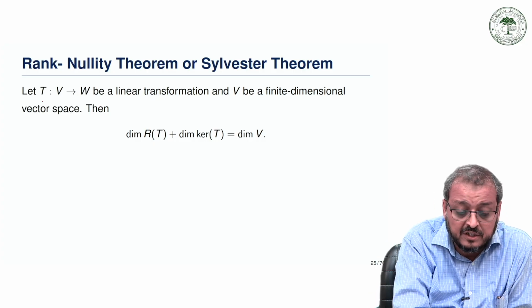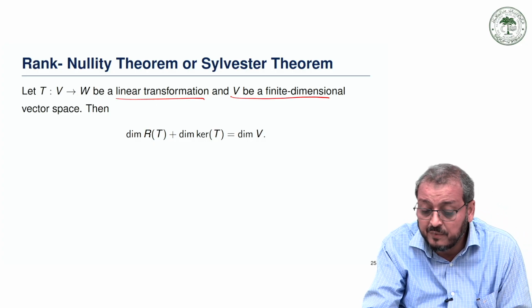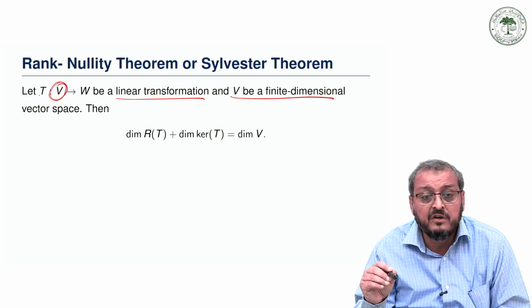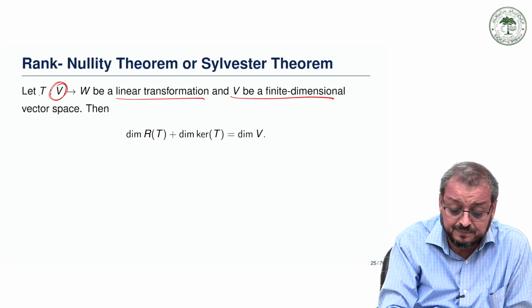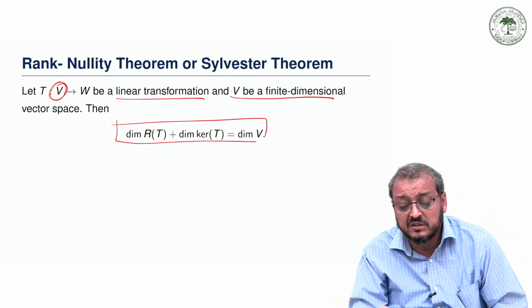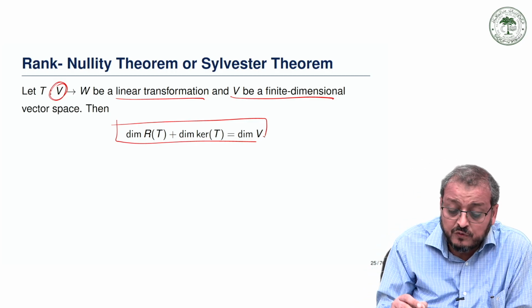Let T from V to W be a linear transformation and V be finite dimensional. So, we just specify that V should be a finite dimensional vector space. Then the dimension of the range of T plus the dimension of the kernel of T is the same as the dimension of the vector space V. Okay, so we try to prove this.